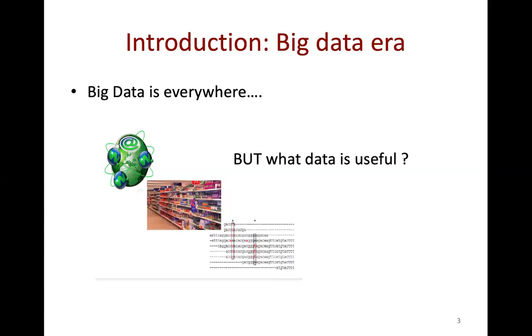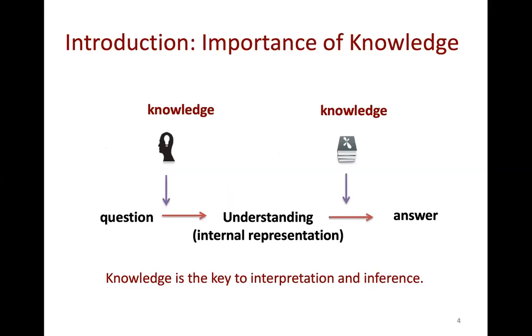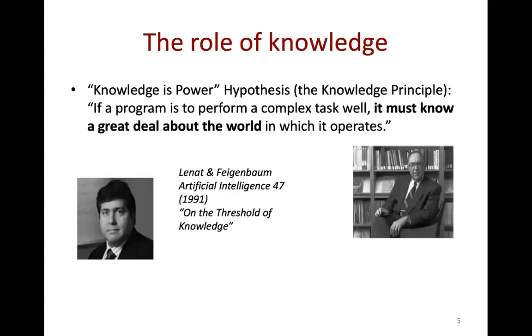We are all in a big data era, and data is really big. Data itself is not very useful. In order to make it useful, we need to generate knowledge. And knowledge is not just data. Knowledge is processed data, right? You have a question, you need to understand the question, and then you need to process it to receive the answer. Knowledge is a key to interpretation and inference. So basically, it's a key to figuring out what you should do, like a recommendation or question answering type of task for machine learning.